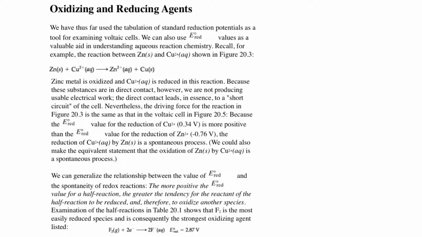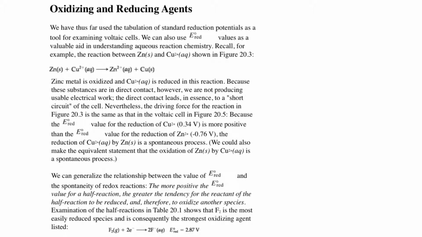Zinc metal is oxidized, and copper ion is reduced in this reaction. Because these substances are in direct contact, however, we are not producing usable electrical work. The direct contact leads, in essence, to a short circuit of the cell. Nevertheless, the driving force for the reaction is the same as that of the voltaic cell in Figure 20.5, because the standard reduction potential value for the reduction of copper ions is more positive than the standard reduction value for the reduction of zinc cations.